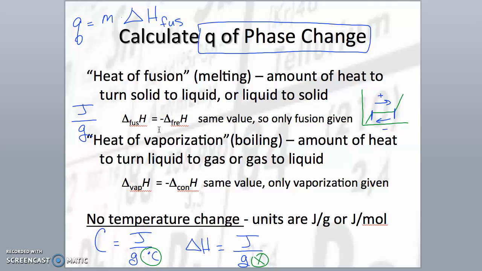And since we don't have a change in temperature, we can't use our traditional Q equals mc delta T. There's no delta T. So what we end up using is this formula: Q, the heat of this phase change, is the mass times, if I was melting, the heat of fusion. So that will be the formula that we use.